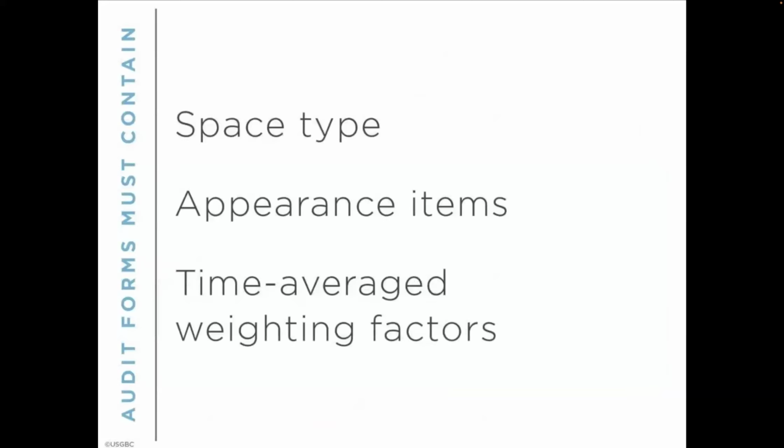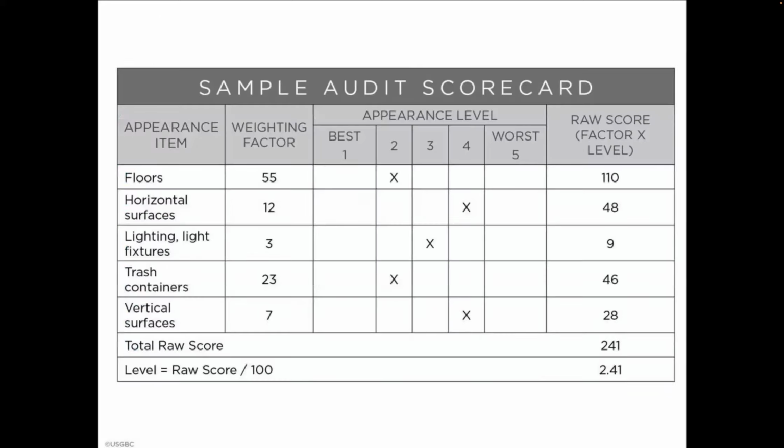You have to look at every space type, the appearance items, and average time weighted factors, so how often it's used needs to be considered. Floors are pretty important, so they really weight that heavily. Then horizontal surfaces, lighting fixtures, trash containers, and so forth. You say, okay, what's 1 through 5? 1 being best, 5 being worst.